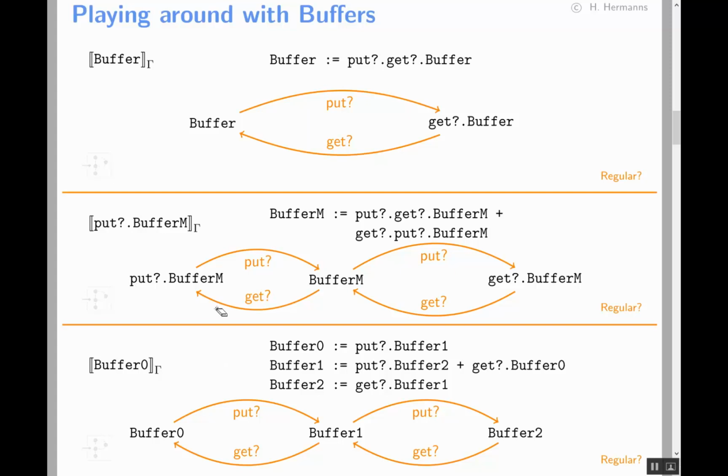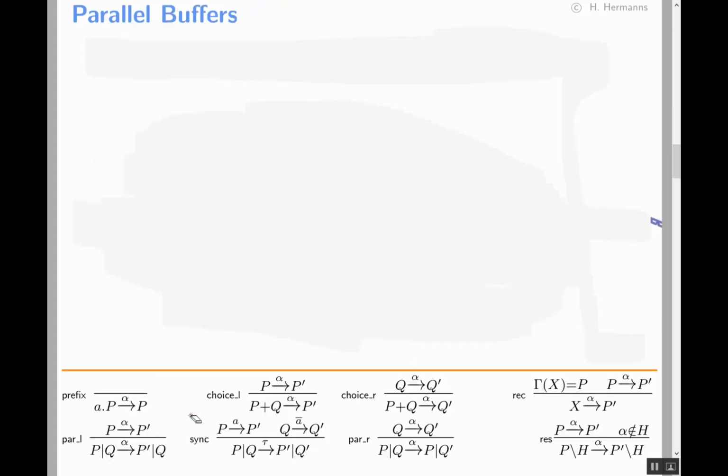None of the terms here uses any static operator, so it's not super surprising that they are all regular. And I think it's easy to see that, given that this is the initial state here and this is the initial state there, these two are isomorphic. But of course, this one is not isomorphic to this and to that. Now, let's move one step further.